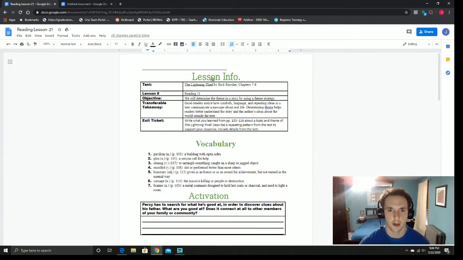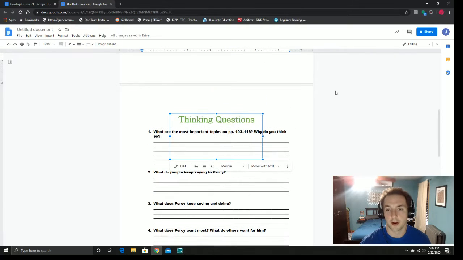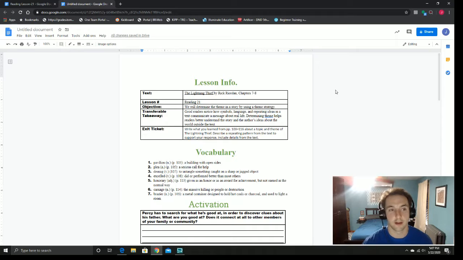So, again, we're lesson 21, chapter 7 and 8, and we are going to determine the theme in this story by using a theme strategy. And this is now probably the 5th or 6th lesson we've done on theme in the last few months, so this should sound very familiar. We know that good readers find themes because that's why we read stories. They give us lessons about our lives that we can use and make our lives better.